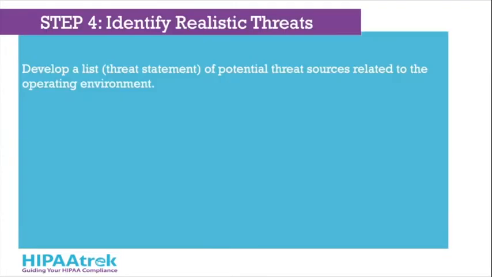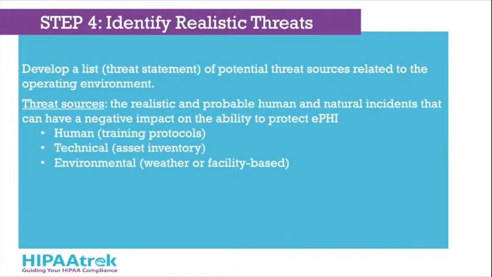So identifying realistic threats. So develop a list, or a threat statement, of potential threat sources related to your operating environment. So you need realistic and probable human and natural incidents that can have an impact in your organization. So we think about human, technical, and environmental for threat sources. Now then, it's very important for you to think about realistic and probable threats. There are so many cybersecurity threats out there that it would take you a year just to document if you're going to assess every single potential threat source.